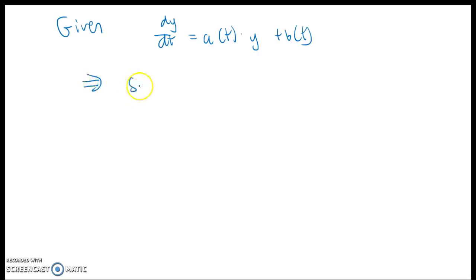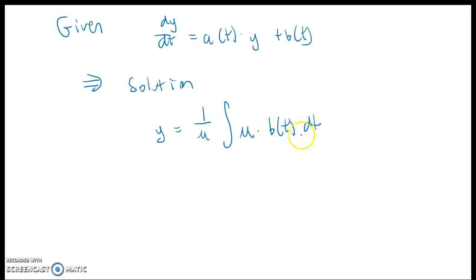given a differential equation that is first order linear, then the solution is y equals 1 over mu times the integral of mu times b of t. And I don't know why I'm writing b of t here.